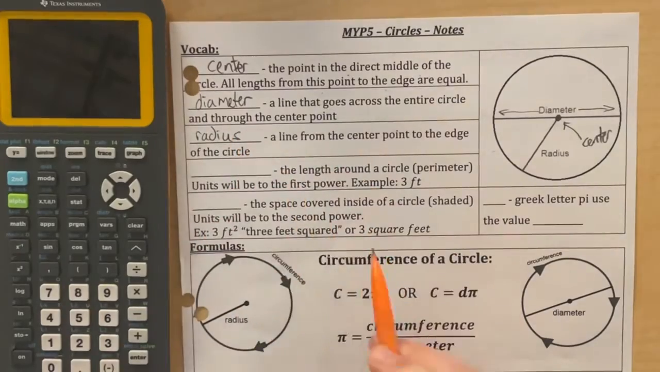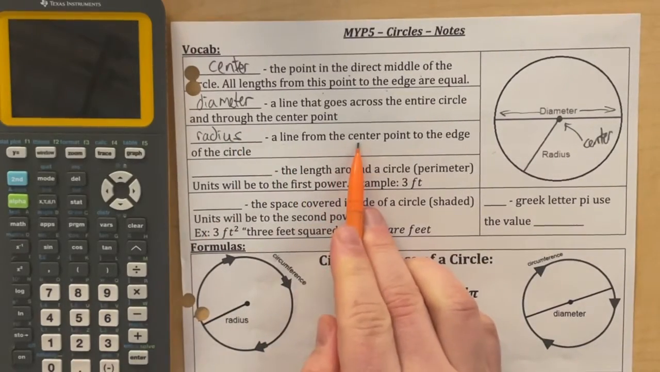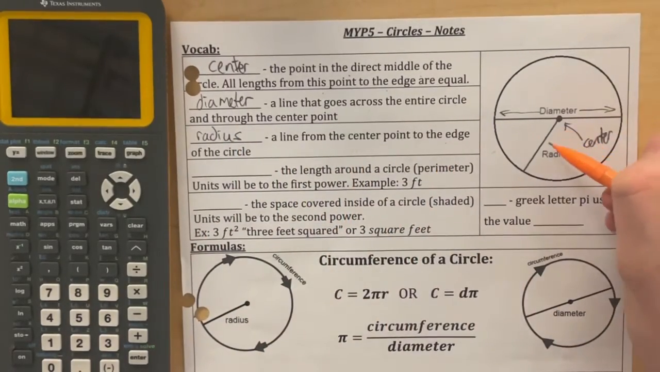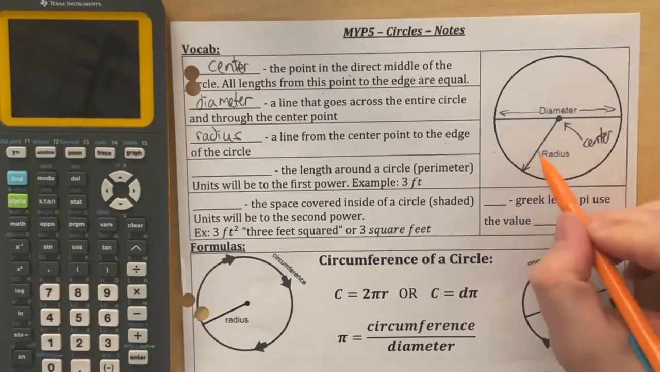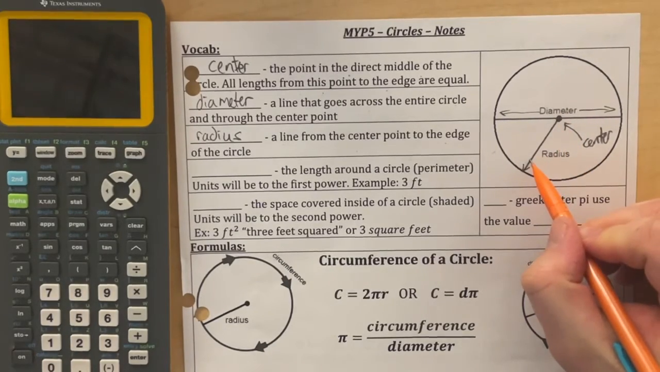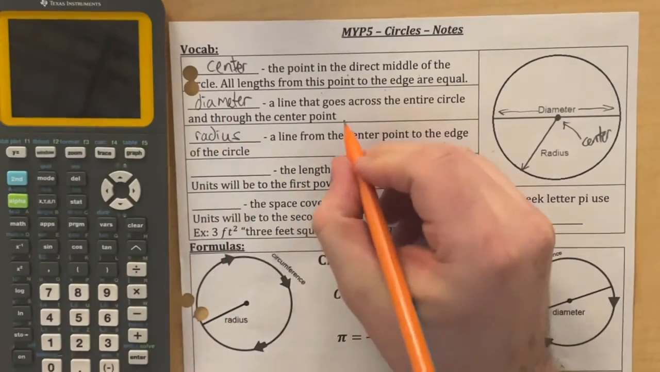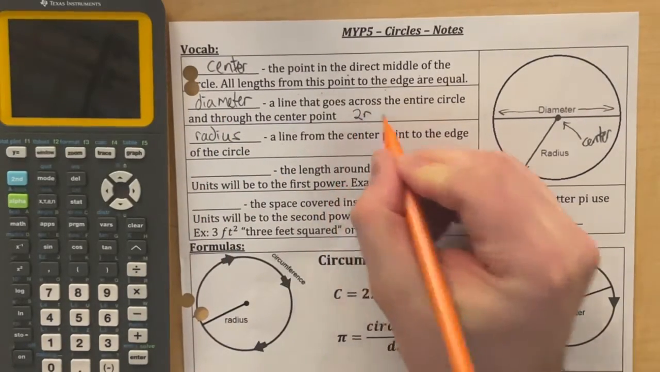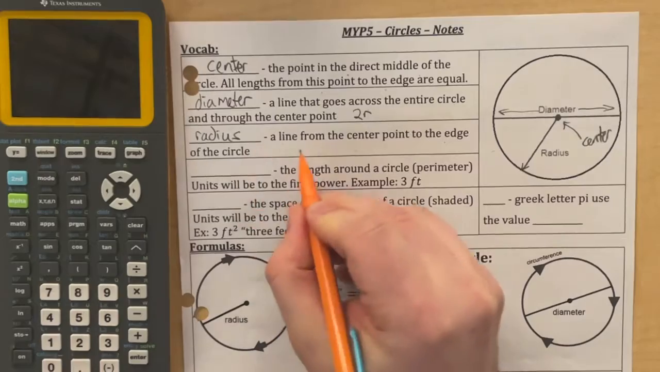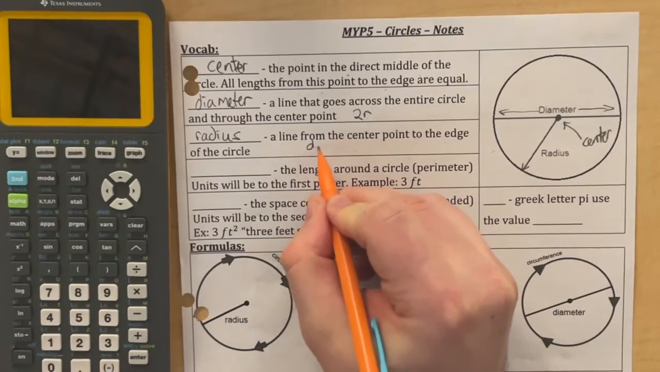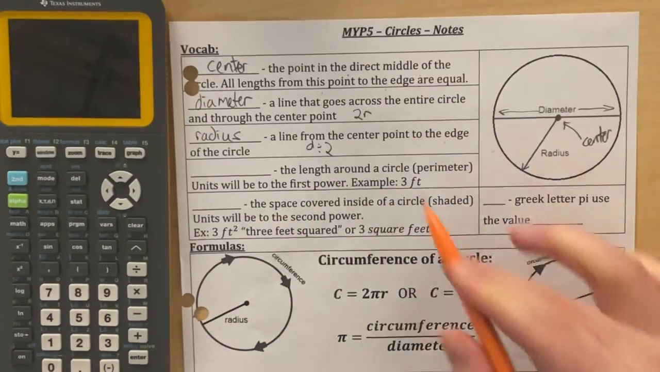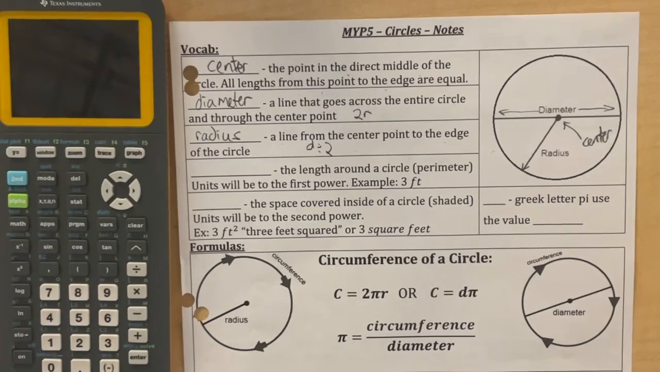And then we're going to say the radius. The radius is going to be a line from the center to the edge. So we're talking about from the center just to this edge on the side. Make sure you're seeing that these are two different lengths. Also, we can say that diameter is going to be 2 times the radius, where the radius is going to be the diameter divided by 2. So make sure you're able to switch between those two.